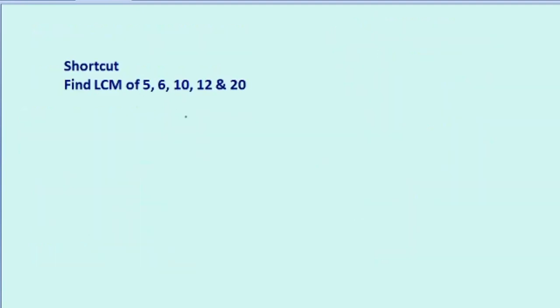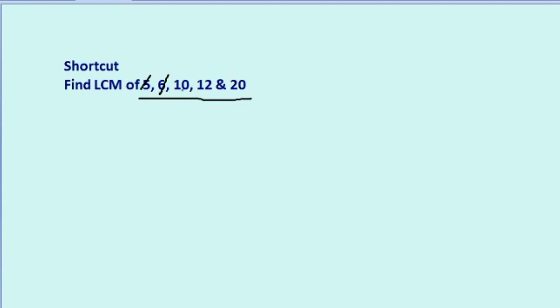Okay. For LCM, there is a shortcut. See, if there are numbers like 5, 6, 10, 12 and 20, we have to find LCM of all these 5 numbers. So what we do, just find out if 5 is factor of any of this number here. So 5 is factor of 10. So we cut this 5. Then there is next number 6. 6 is factor of 12. Okay. 12 can be divided by 6, or 6 into 2 is 12. So we remove this 6 also.